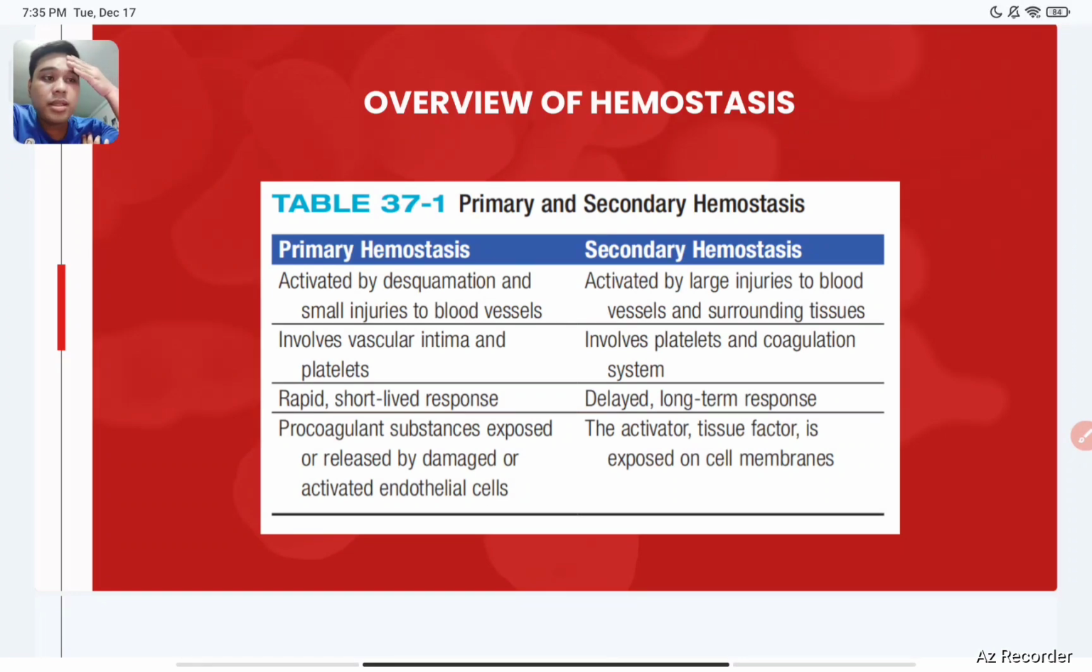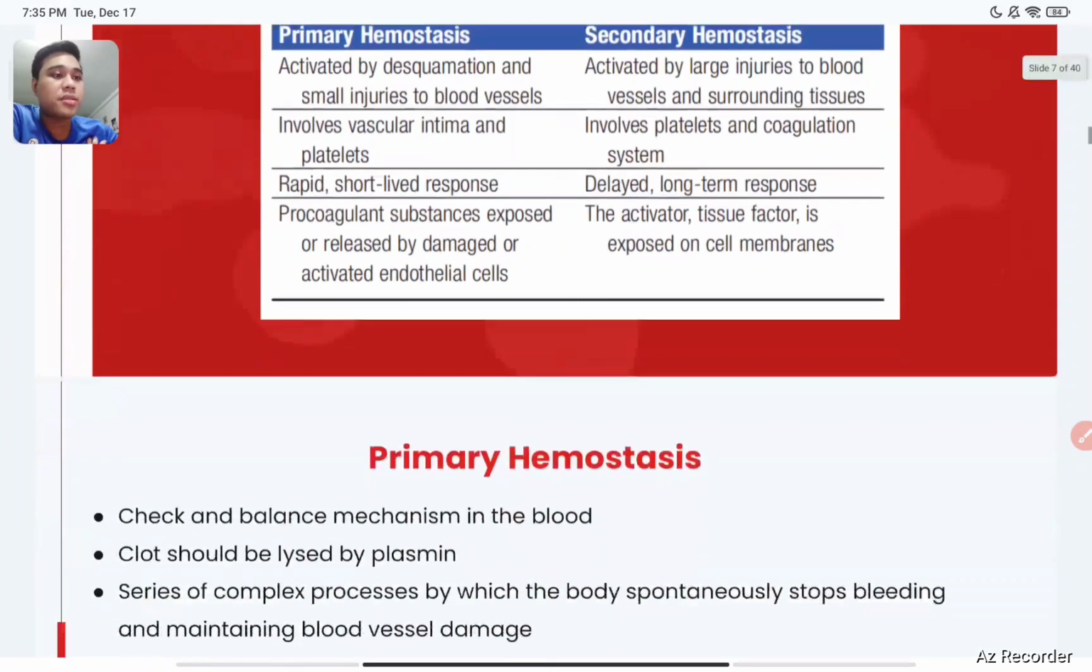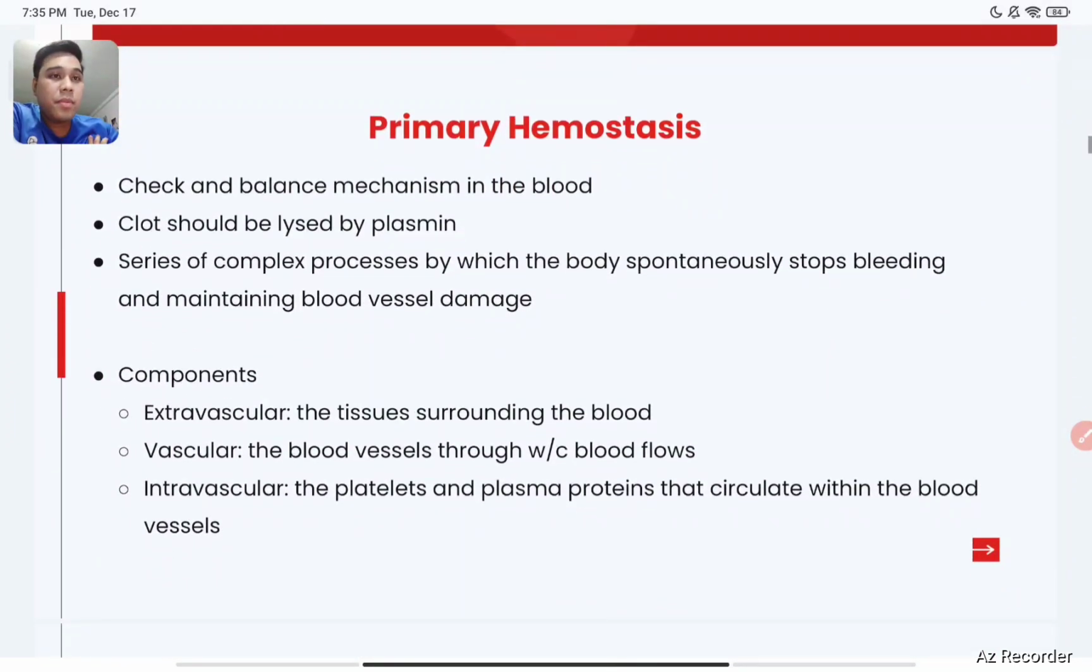It involves platelet aggregate and coagulation system, and the activator tissue factor is exposed on cell membranes. So your primary hemostasis, it has a check and balance. There is a check and balance mechanism of the blood. So the clot should be lysed by plasmin later on, and it is a series of complex processes by which the body spontaneously stops bleeding and maintains blood vessel damage.